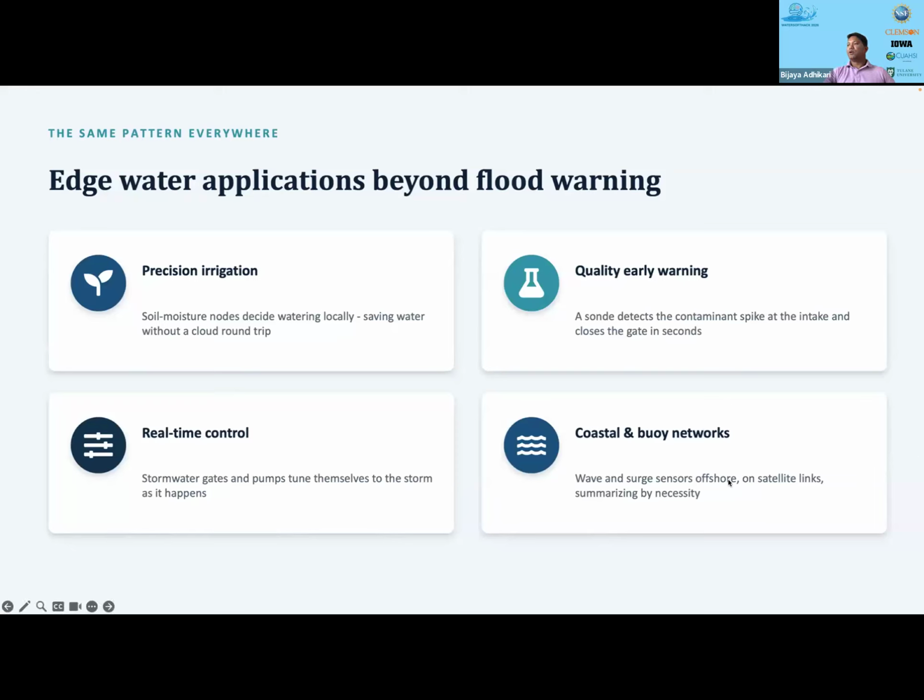And coastal and buoy networks, so we can monitor waves, we can monitor sensors, and on satellites and summarize things as necessary.